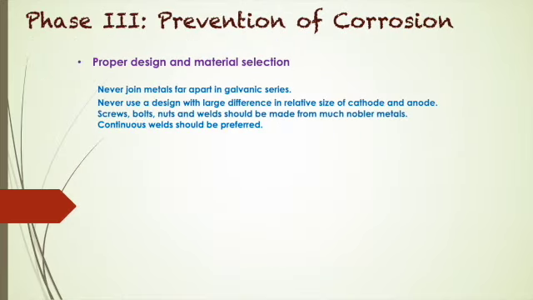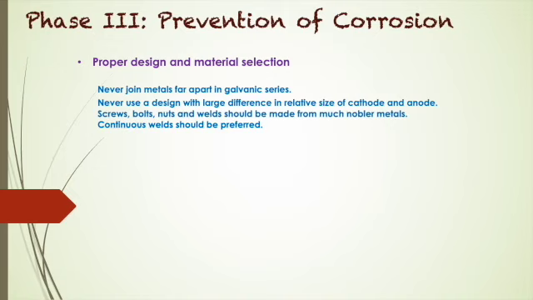So finally we have entered phase 3 of corrosion, and that will deal mainly with the prevention of corrosion. The first point to remember for the prevention of corrosion is proper design and material selection. We should not try to join those metals together which are far apart in the galvanic series, because as you know, the more the gap between the two metals, the more reactive the anodic part will be, and hence the higher the rate of corrosion.